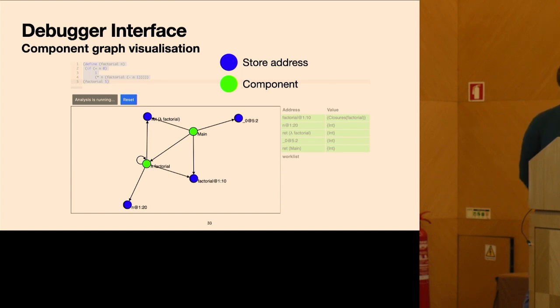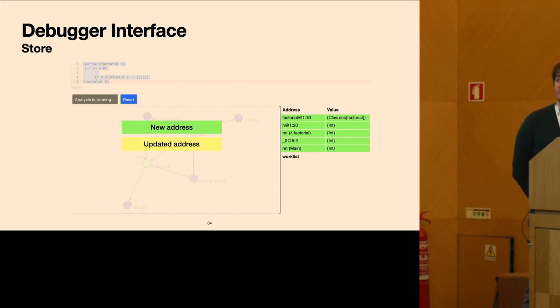So in blue, we have store addresses. And in green, we have the components that I was talking about a few slides back. And then in the store, we also have a specific color coding where we use the green parts for addresses that are just added to the store. And by just added, I mean between the current suspension of the analysis and the previous suspension of the analysis. And then in yellow, I have my updated addresses. So addresses that are changed between the current suspension of the analysis and the previous suspension of the analysis.